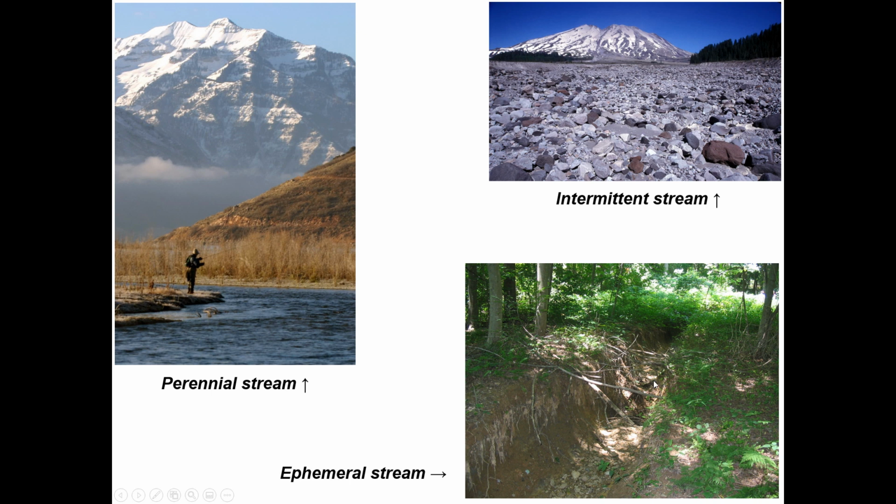And then an ephemeral stream is, of course, one that's only going to have flow in it immediately during a rainstorm event. And so this is relatively small. You can see that this ditch isn't going to be draining a large area. You know, from comparing the size of it to the size of a tree trunk, you can tell that there's not going to be a lot of upstream area.